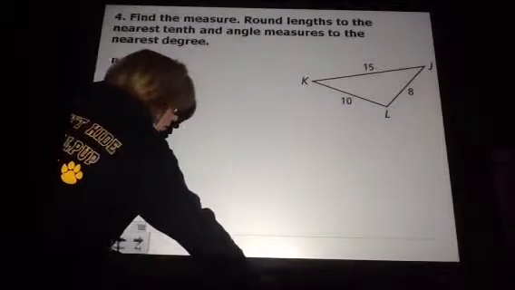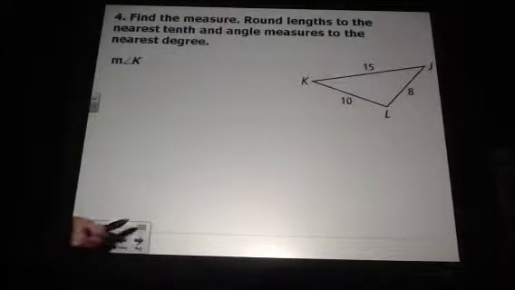Okay, looking for an angle measure. I'm going to be quiet. I've already given you an example on this. See if you can do it on your own.